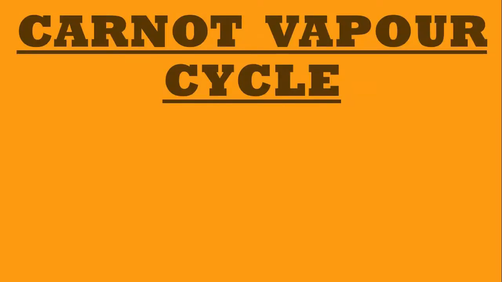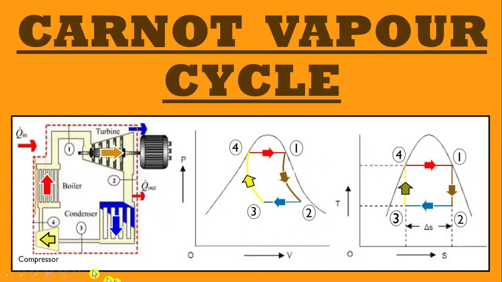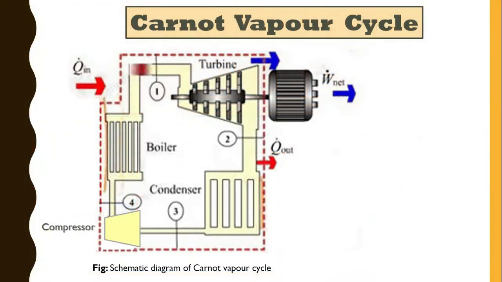In this video, I will discuss the Carnot vapor cycle. In that, we see different components of the Carnot vapor cycle and understand the different processes that take place on the PV and TS diagram. So here, the schematic diagram of the Carnot vapor cycle will be shown, where the different components are shown. So let's understand the different components of the Carnot vapor cycle one by one.